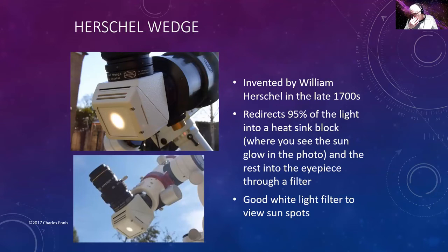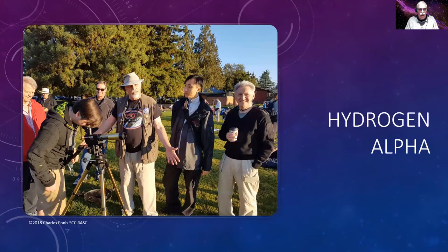There's also the Herschel Wedge, which was invented by William Herschel in the 1700s. This is a prism that redirects 95% of the light into that heat sink block, which is that bright spot at the end of the prism there, and the rest of it goes through your eyepiece, and you'll use a neutral density filter to adjust. They're good, but they're expensive. I know Michael Bradley uses one a lot.